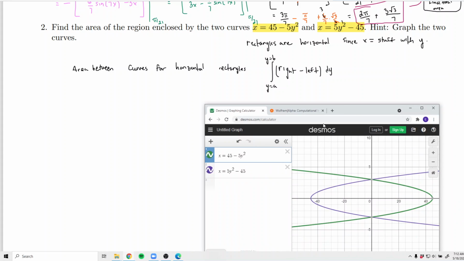Once again, it's right minus left. If you do left minus right, so if I just did one minus the other without caring in this problem, then what would happen is I would not get a positive area. I would get a negative area, and that would tell me I did it wrong.